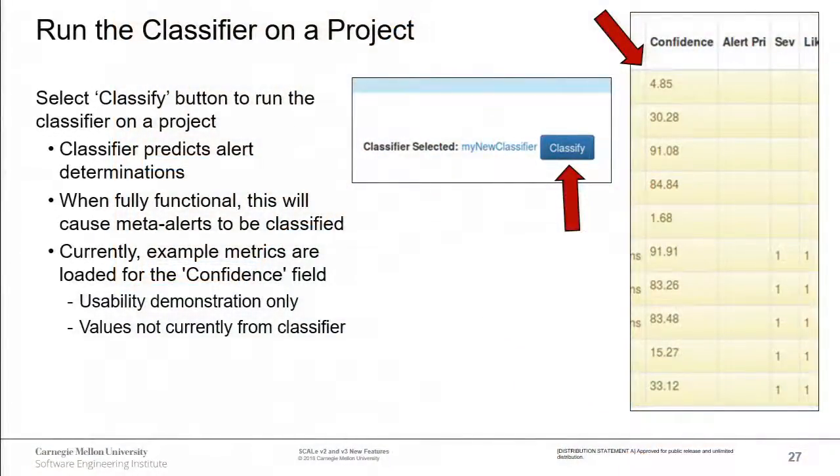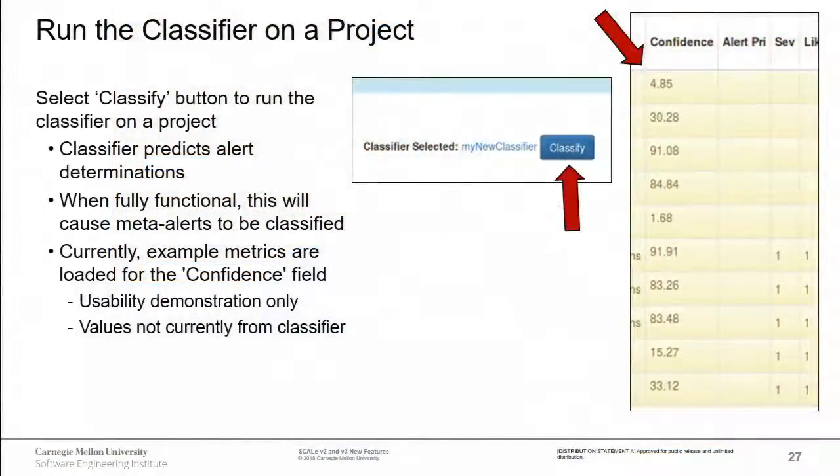To run the classifier on the project, the user should select the Classify button as shown in the screenshot in the middle. The classifier predicts alert determinations, and when it's fully functional, this will cause meta alerts to be classified. However, currently, example metrics are loaded for the confidence field. So currently, this is for usability demonstration only, and the values are not from a classifier. We would welcome feedback on the usability from people that test this. Later in this presentation, I'll talk about our plans for integrating classification.